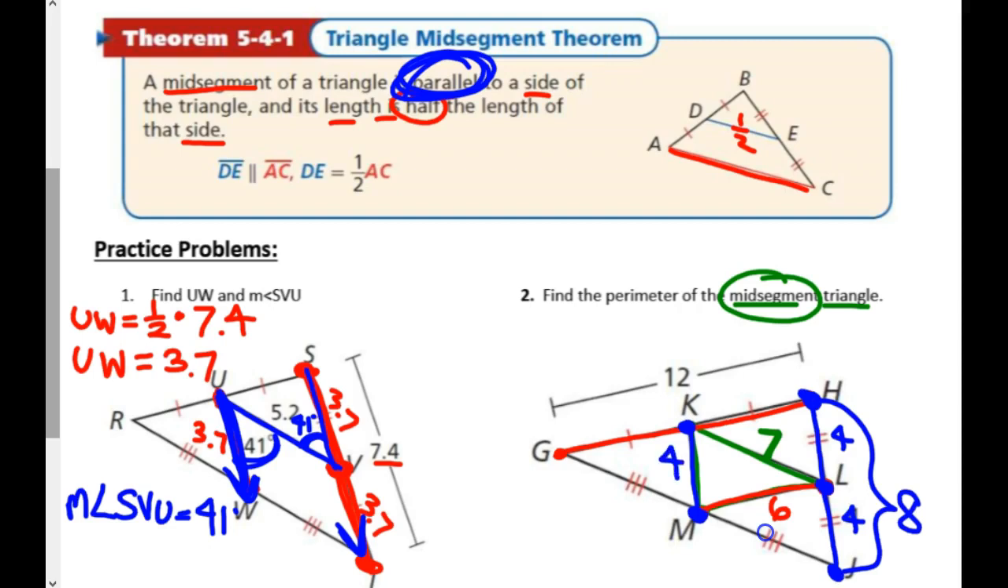And it feels like we're done, but we have one last step. We're looking for the perimeter. So now that I know all 3 sides, what do I do with all 3 sides? Perimeter means add them up. Okay? So the perimeter is going to be 4 plus 6 plus 7 equals 17. 17 is my perimeter of the mid-segment triangle. Okay? So you see how that works? Let's flip it over.